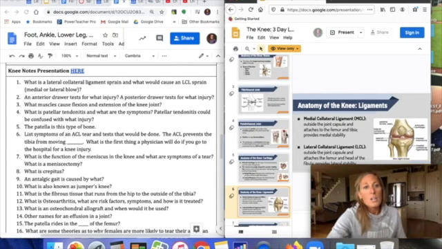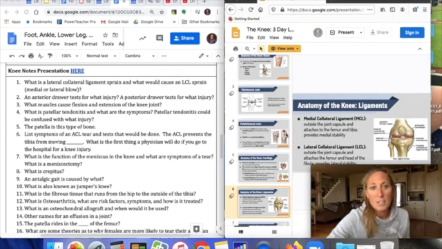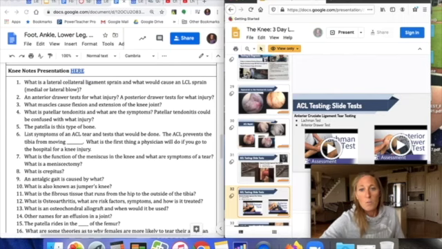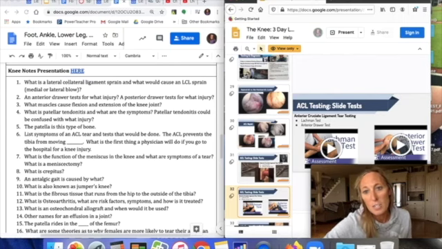Question number 2. An anterior drawer test for what injury? And what does a posterior drawer test for? All right, so we have the ACL testing is anterior drawer test and the Lachman test are 2 tests. And the second part of that question, a posterior drawer test for what injury? And that is going to be a PCL tear, a posterior cruciate ligament.